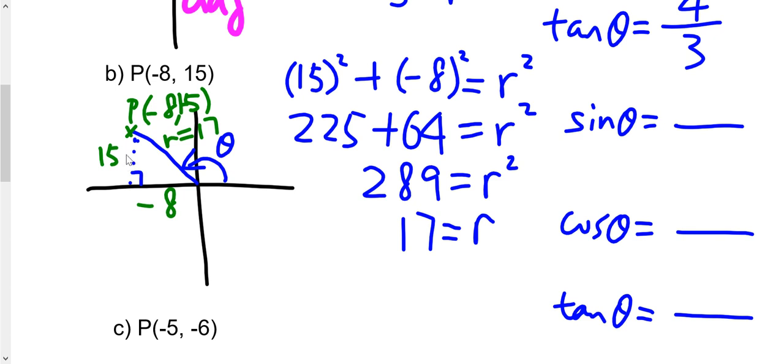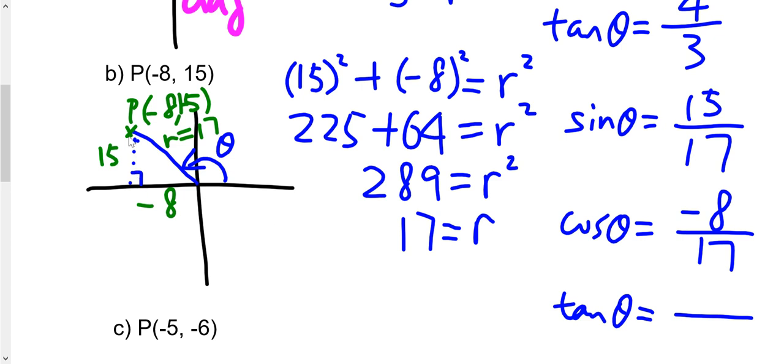So sin is opposite over hypotenuse. Opposite is 15. Hypotenuse is 17. Cos is adjacent, which is -8. Be careful, make sure you keep track of all the signs. Over hypotenuse, which is 17. There's nothing we can simplify, we can leave it like this.